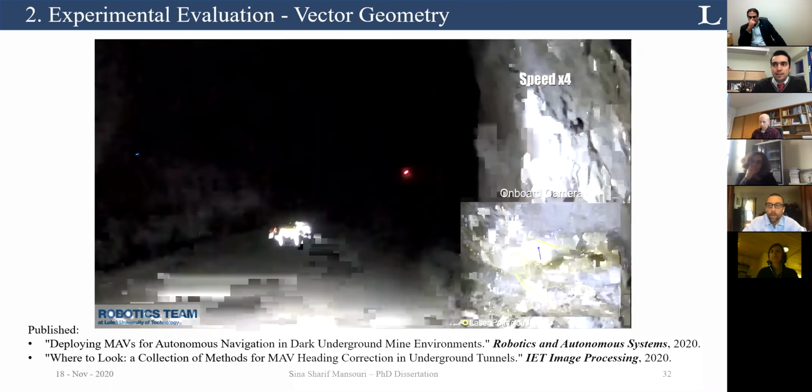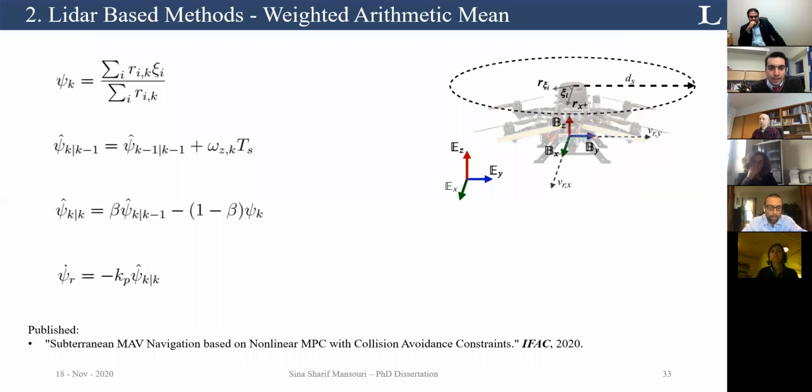So what I did next is consider a weighted arithmetic mean for finding the open areas. The idea is that you find the sum of ranges multiplied by their angles and then divide by the sum of ranges, and this will be the open area. Also, we do one step more. We integrate it with the IMU measurement. So it means that we know the current heading we have. We know the angular velocity of our platform, and then we can predict what it will be. With the complementary filter, we can find the desired heading, and we send it with the proportional controller to our UAV.